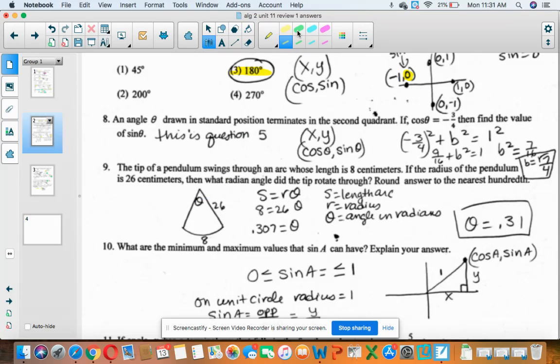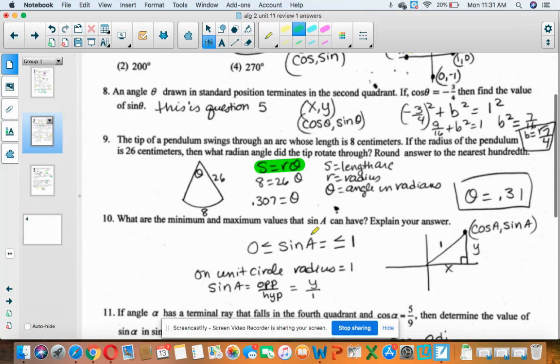So my formula for this is S equals R theta. S represents the length of the arc, and that was 8. R represents the radius, and that was 26. And theta is the angle in radians. So all I'm doing is plugging in the length of the arc and the radius, and I'm solving for theta. So I divide by 26, and I get 0.307. And they wanted that answer to the nearest hundredth. So my answer is 0.31. Okay, the answer is right over here, 0.31.